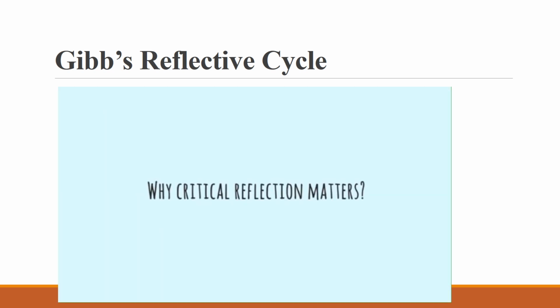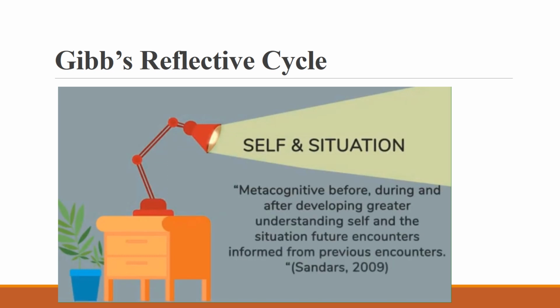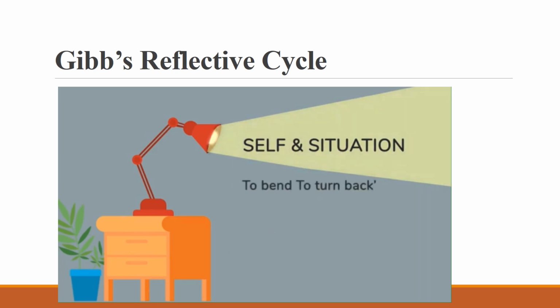Why critical reflection matters? Reflection is a metacognitive process that occurs before, during, and after situations with the purpose of developing greater understanding of both the self and situations, so that future encounters with the situations are informed from previous encounters. The word reflection is widely used in a variety of different contexts, from physics to education, but the meaning all remains true to its Latin origins, to bend or to turn back. This is one of the adult learning skills that is needed in the 21st century skills.